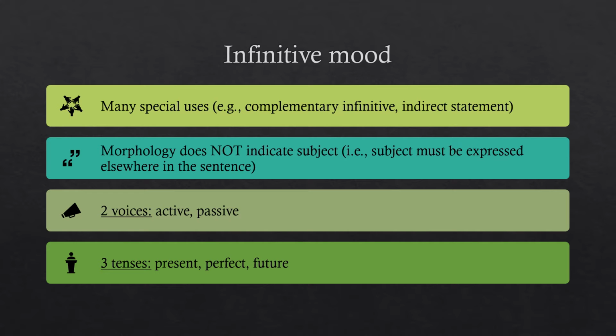Latin has four moods, one of which is the infinitive. Unlike the other moods, which have relatively easy uses to describe, the infinitive mood has many special but disparate uses. We already know one. Some verbs, such as possum, require a complementary infinitive to complete their semantics. Another way the infinitive isn't like the other moods is that its morphology does not indicate its subject the way verbs in other moods do. Infinitives require their subjects to be expressed elsewhere in the sentence.